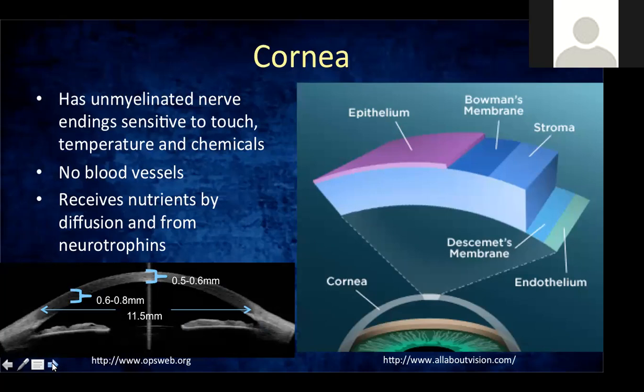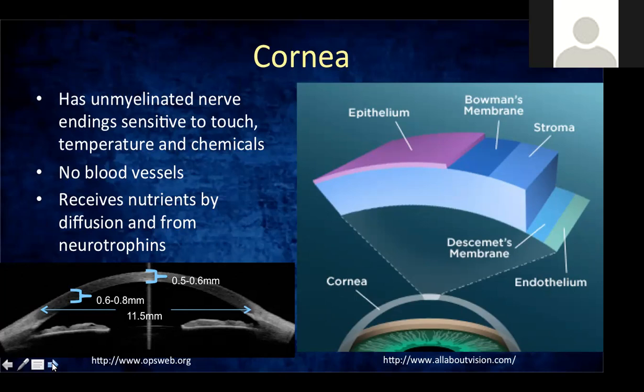The cornea is the clear part of the eye. It's crystal clear. Why does it need to be crystal clear? Of course, we look through it. If it were not crystal clear, you would have something covering the vision. It has unmyelinated nerve endings, and these are sensitive to touch, to temperature, and to chemicals. And again, because it is crystal clear, it is devoid of vessels. Now, how does it get its nourishment? It gets nutrients by diffusion from neurotrophins that are in the aqueous.